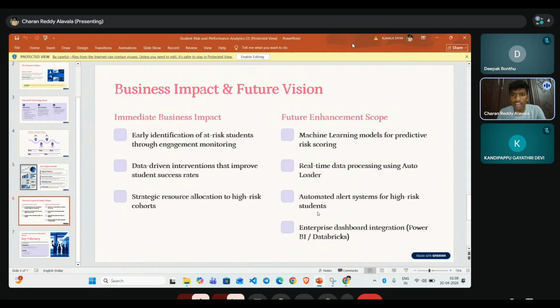And there is a future enhancement scope, which is using machine learning we can predict a risk score, and we can analyze real-time data processing. Autoloader, which is used in Azure Databricks and Amazon S3, is used to autoload the data, and we can set up an automated alert system for high risk students. We can use it for dashboard integration, and we have created a dashboard using this data in Databricks.